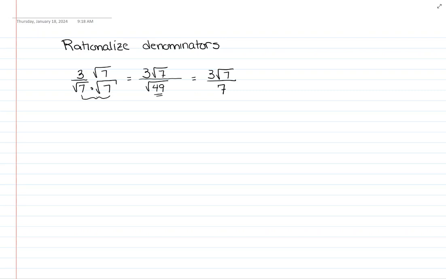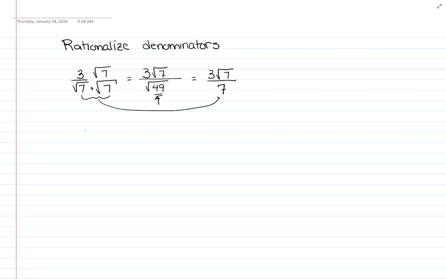A lot of times people will skip this step here and go right to here. When I multiply a radical times itself, a square root times a square root, the radical comes off. All right? That's kind of a shortcut way. This is what really happens.